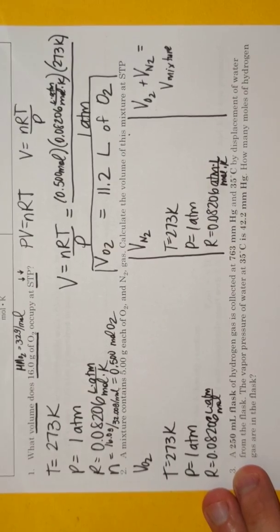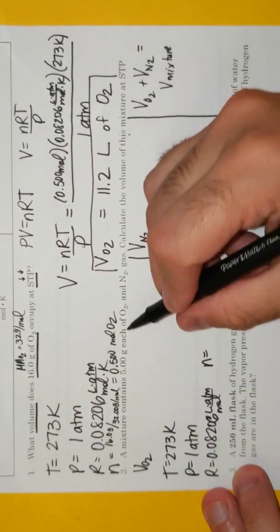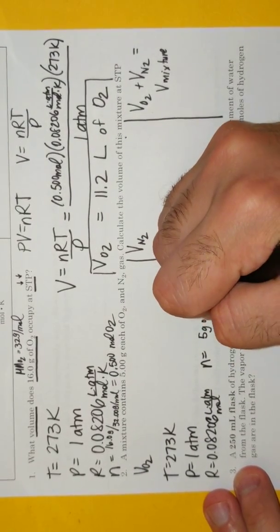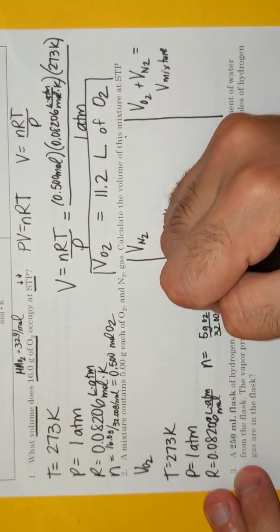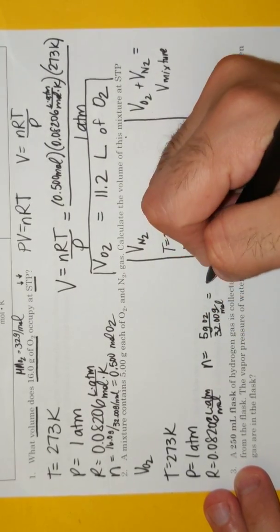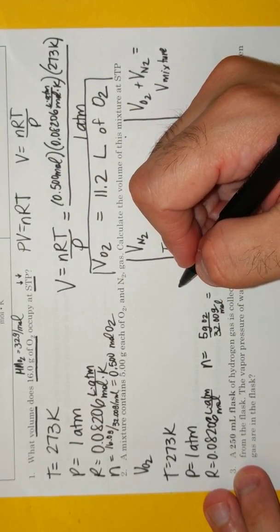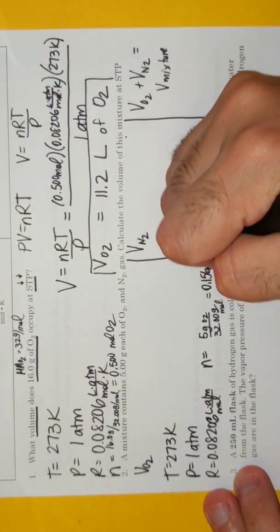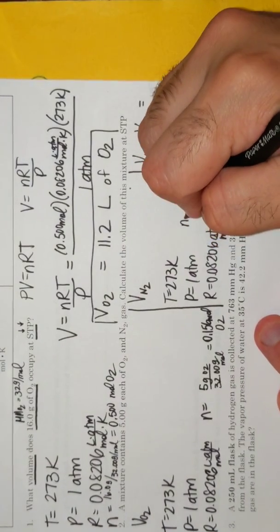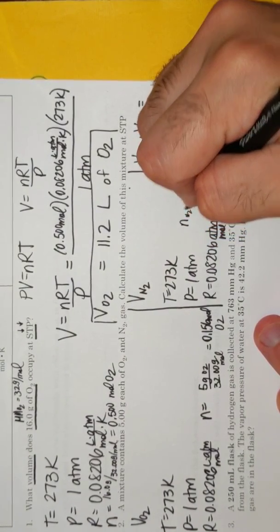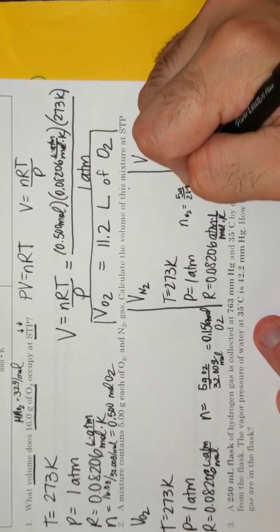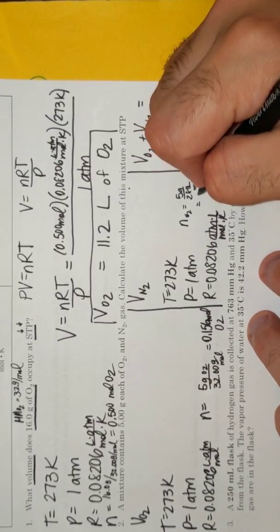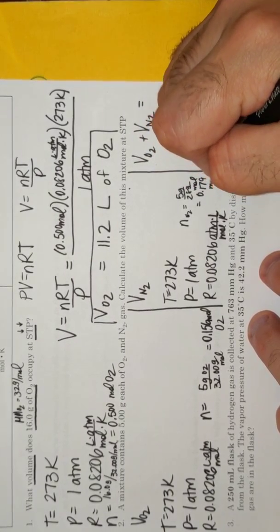The only thing missing is my moles. But I have 5 grams each of O2 and N2. So I could do 5 grams O2 over 32 grams per mole, because that's the molar mass, and I get 0.156 moles of O2. And then over here, I could do the same thing. My n of N2 is equal to 5 grams divided by 28 grams per mole. That is the molar mass of N2. And so that's going to be 0.179 moles.